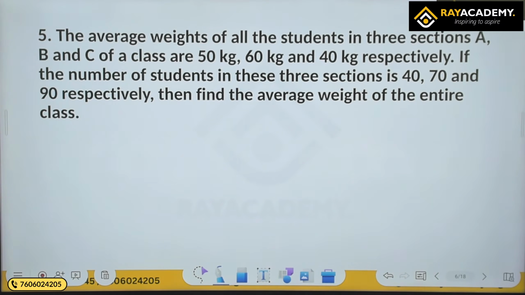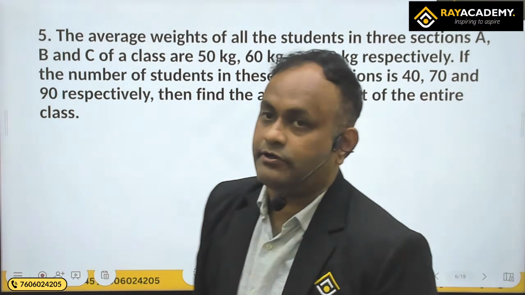Question number 5. The average weights of all the students in the 3 sections A, B, C of a class are 50 kg, 60 kg and 40 kg respectively. If the number of students in these 3 sections is 40, 70 and 90, then find the average weight of the entire class. It's a pretty simple question. You have to take the weighted average of the whole class.